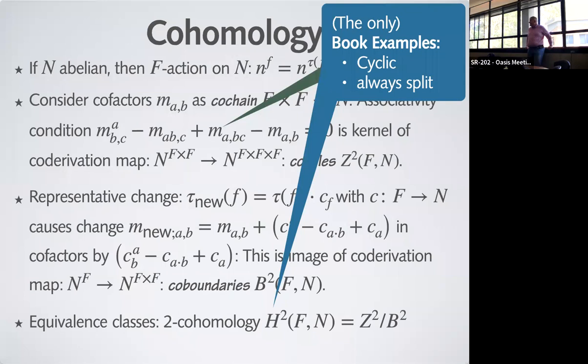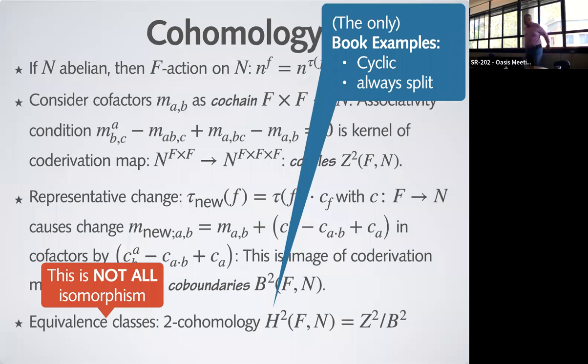And they give you cases when the extension is always split and you don't have any interesting extension structure. They don't give you other examples. And why not? Because it is such a pain to write down these possible cofactors. Yeah, so the books don't want to spend writing out 3-4 pages for an example. Yeah, so that's the one caveat.